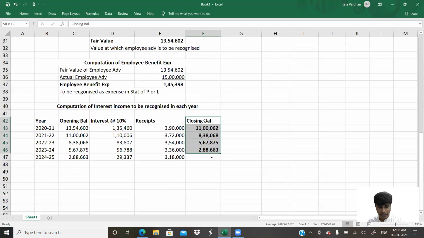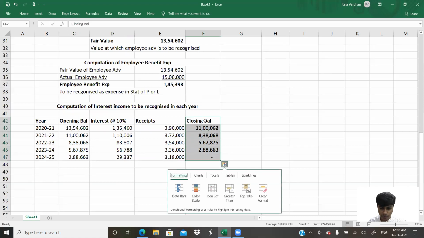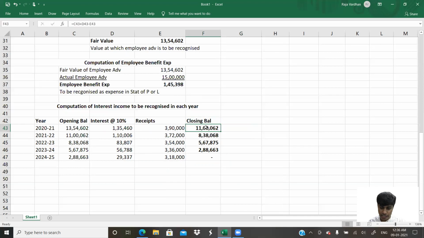So we would have to recognize the asset at what value? We would have to recognize the asset at fair value. In the year 2020-2021, on 1st of April 2020, when you give 15 lakhs, you will recognize the loan at 13 lakh 54,602 only. The difference is employee benefit expenses. So on 13 lakh 54,602, interest income is 1 lakh 35,460. But you receive 3 lakh 90,000 rupees. Under closing balance is so much.